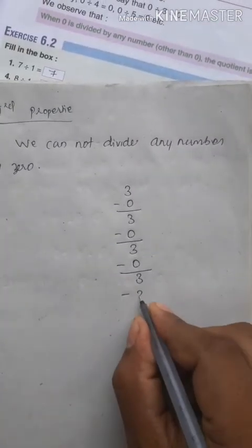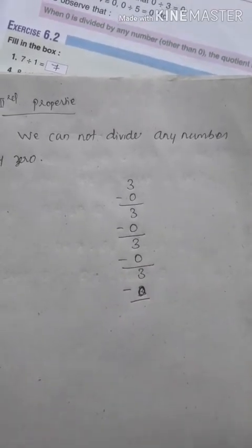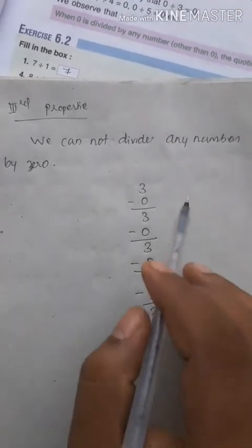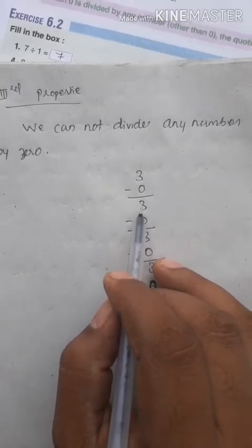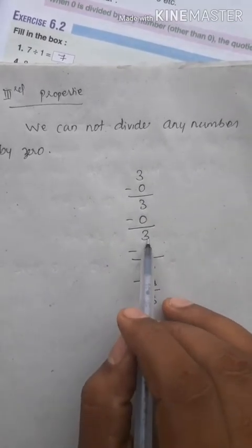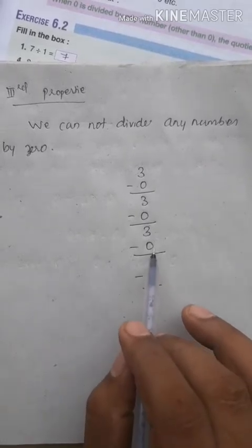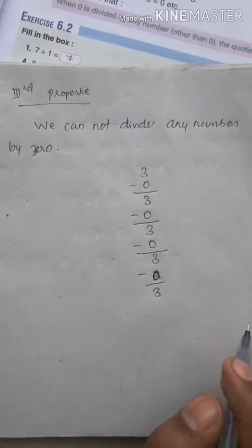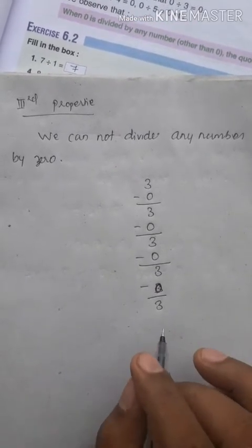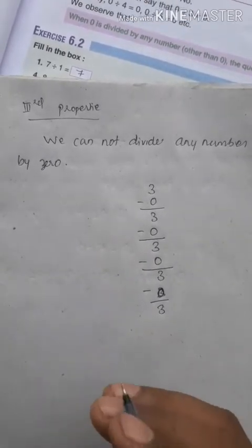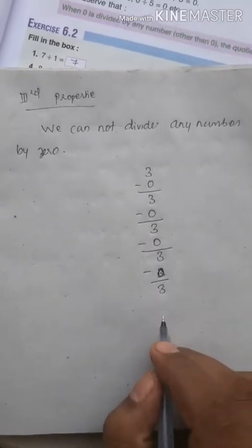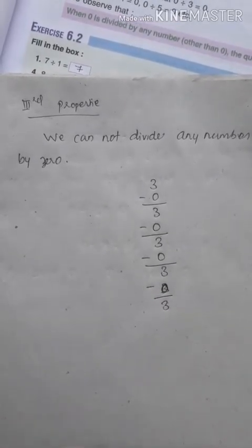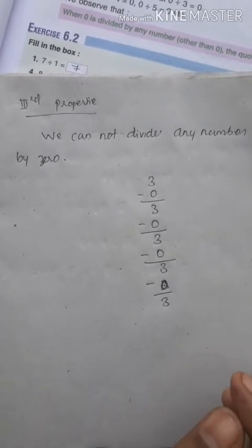And if you subtract again, you will be left with 3 here. Understood? First time we subtracted, we got 3, then again we subtracted and also got 3, and the third time we subtracted, we again got 3. Like this you can keep on subtracting and you will never reach 0 at the end.